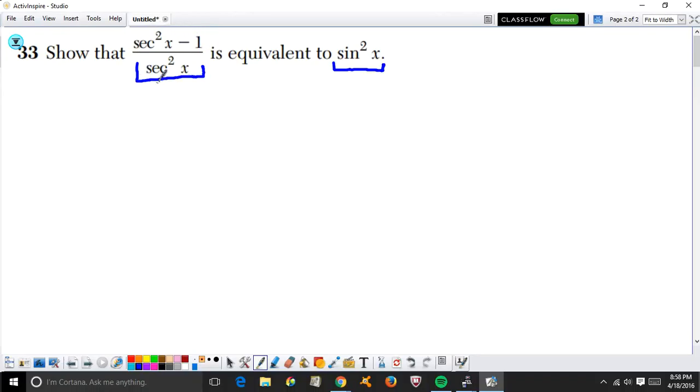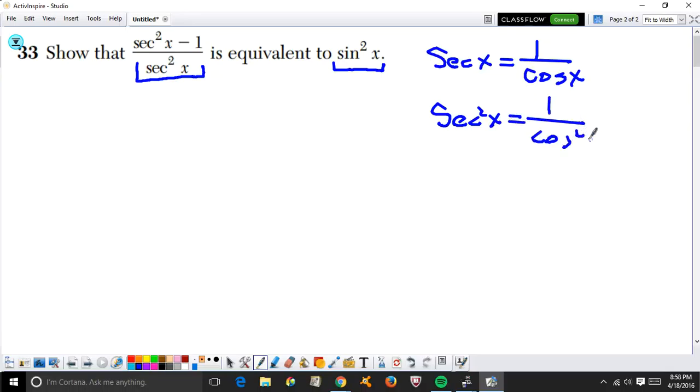So we're going to choose the complicated expression and rewrite it in terms of sine and cosine. Before we start doing the problem, we need to remember some basic trig identities. We need to remember that secant of x is equal to 1 over cosine of x, which means that secant square of x is equal to 1 over cosine square of x.